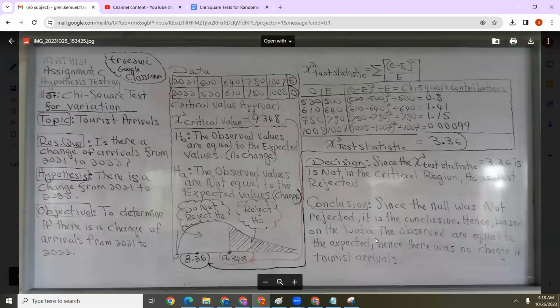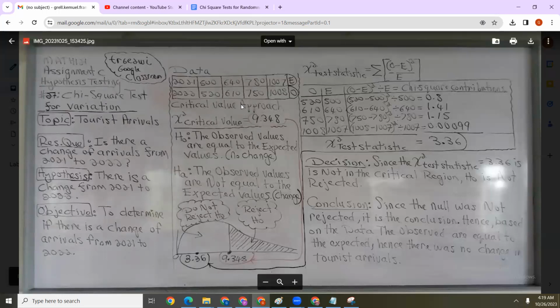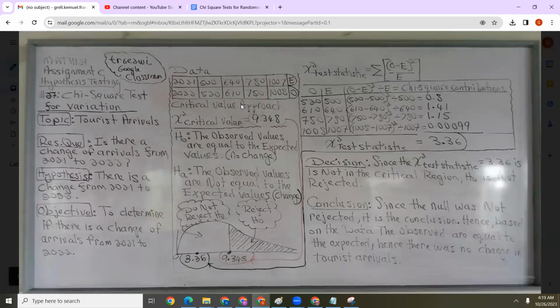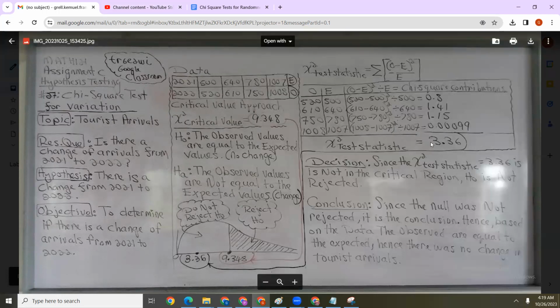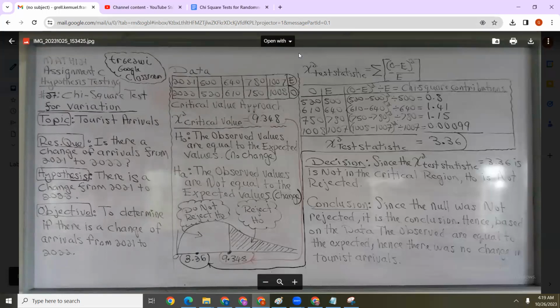Hence, based on the data, because it's always good to start by saying based on the data. Another person who has collected a different set of values can come up with a different decision, different conclusion, different test statistic. Same setup, but different judge and different decision. So it's good to say, based on the data, the observed values are equal to the expected, hence there was no change in the tourist arrivals according to these values.